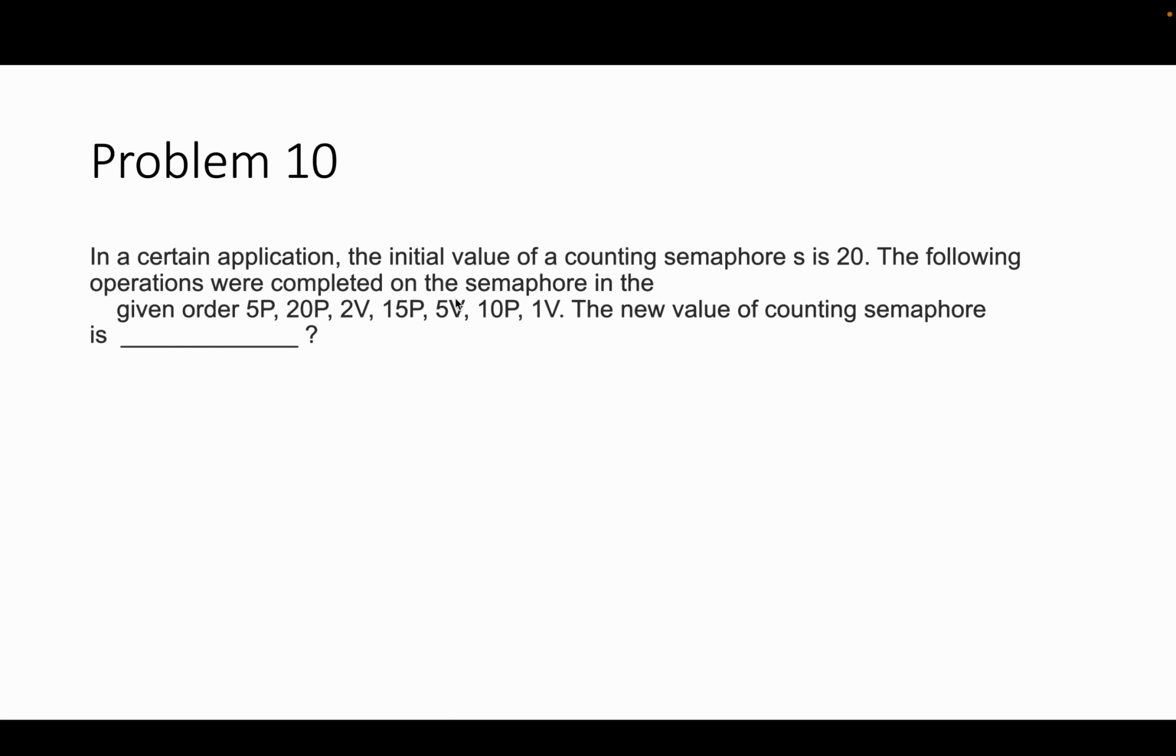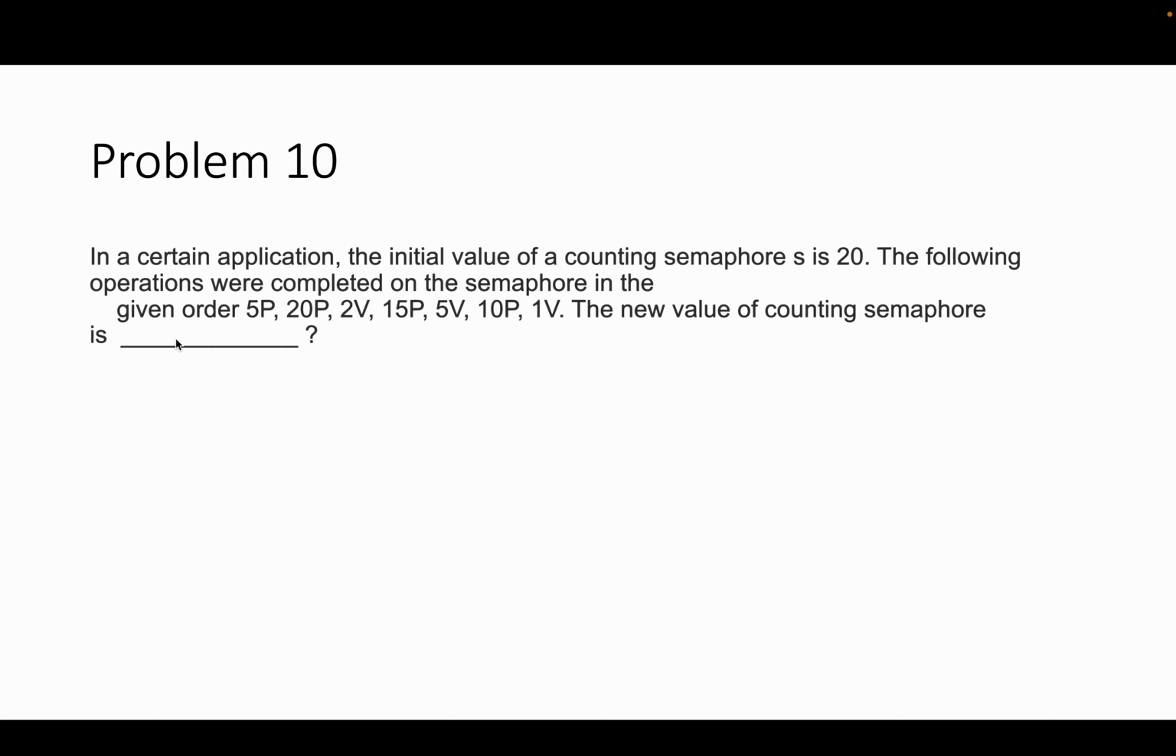Now 5 V's, so 5 locks were released, so 5 ups will be done. Minus 18 plus 5 becomes minus 13. Then you have 10 P's, so 10 downs means minus 10. Minus 13 minus 10 becomes minus 23. And then one lock is released, so plus 1. Minus 23 plus 1, the value becomes minus 22. So the new value of the counting semaphore here is minus 22.